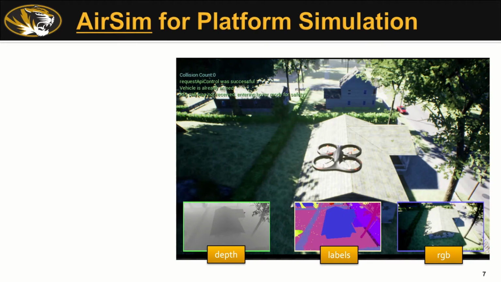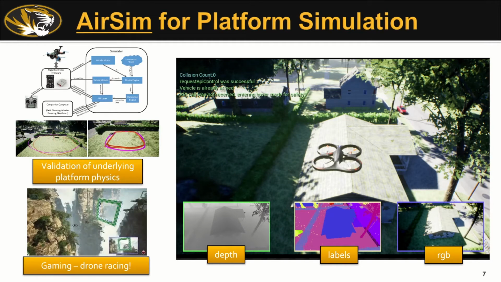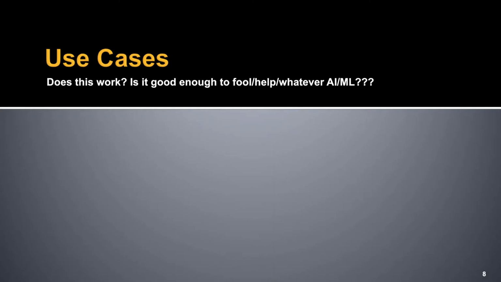We've been using AirSim, which is a plugin that allows us to get depth, labels, and RGB really easily. It allows us to do validation of the underlying platform physics, so we can try a little model of autonomy on a simulated drone before doing it in the real world. And this plugin actually came out of a project that was looking at drone racing. So it was trying to fly around and improve drone racing. It was trying all these different environments that were randomized, with changed textures or changed objects or their placement and orientation. So I'm going to go over a few use cases.